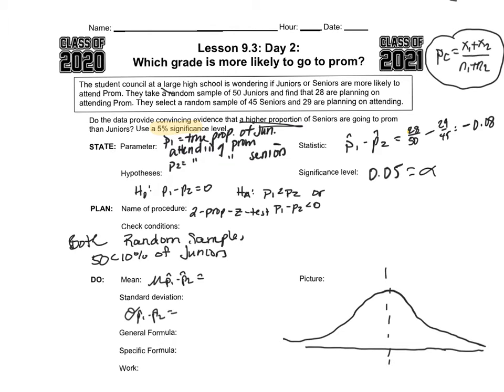It says a large high school, so we're safe. And is 45 less than 10% of seniors? Yes, we're good. Okay. So that brings us to checking for counts. So we want to make sure that we use p_c instead of p1 minus p2.